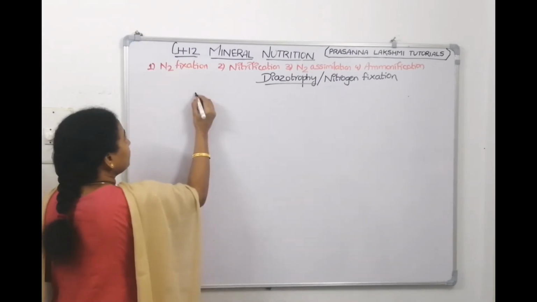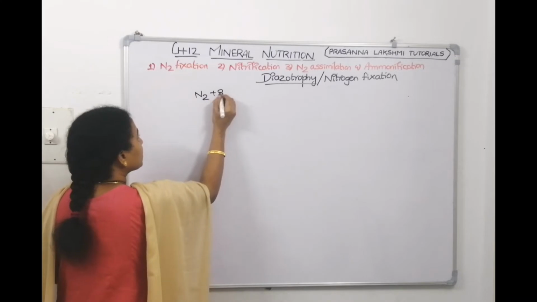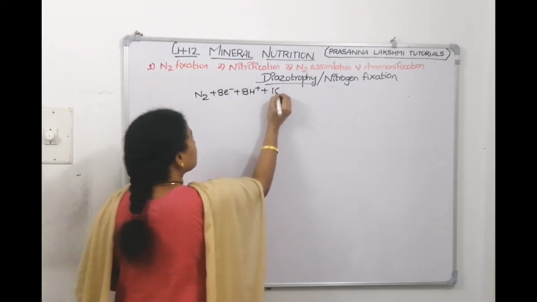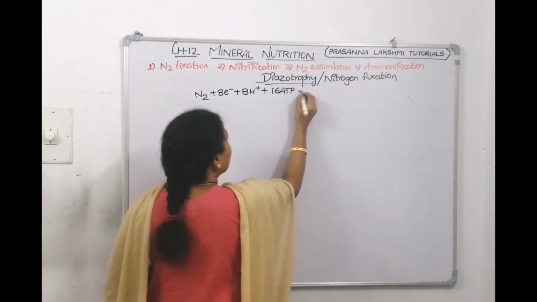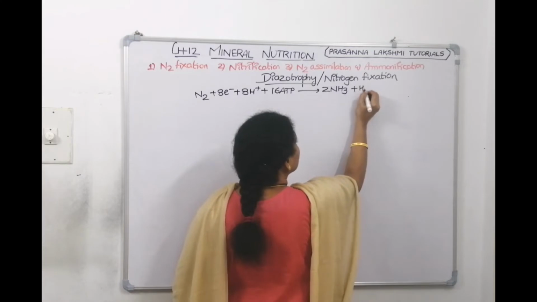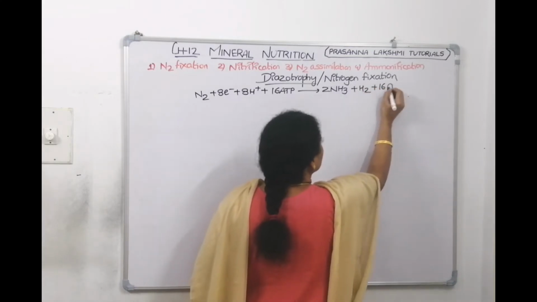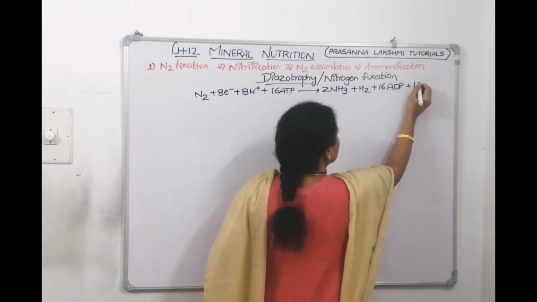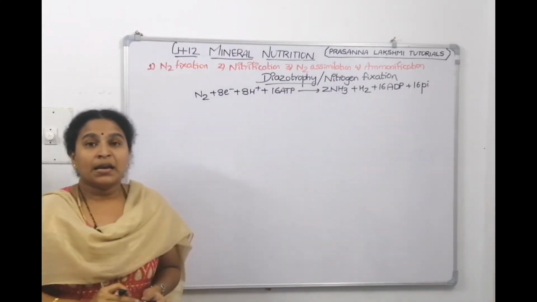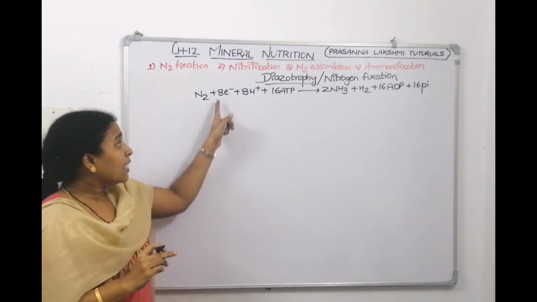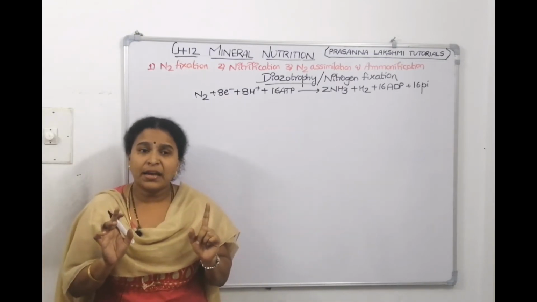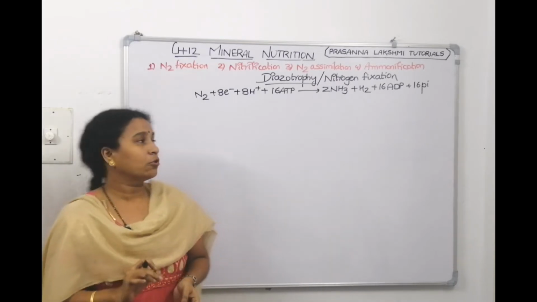Now, N2 plus 8 electrons plus 8 protons plus 16 ATP gives rise to 2 ammonia molecules plus H2 plus 16 ADP plus 16 Pi. So this is the equation. Now the question here is, from where are we getting these 8 electrons and 8 protons?